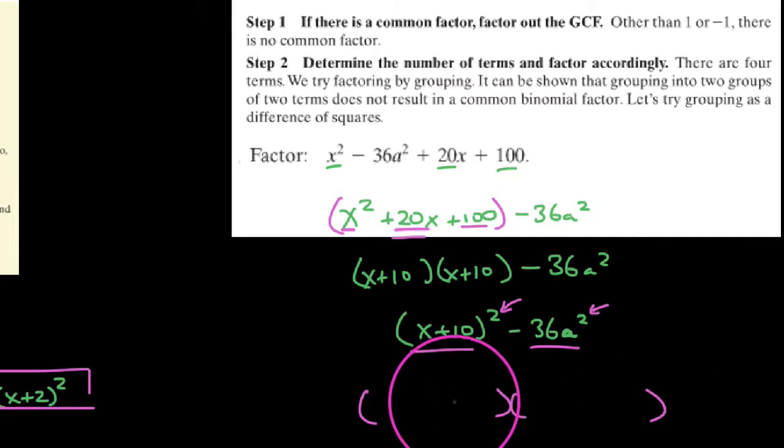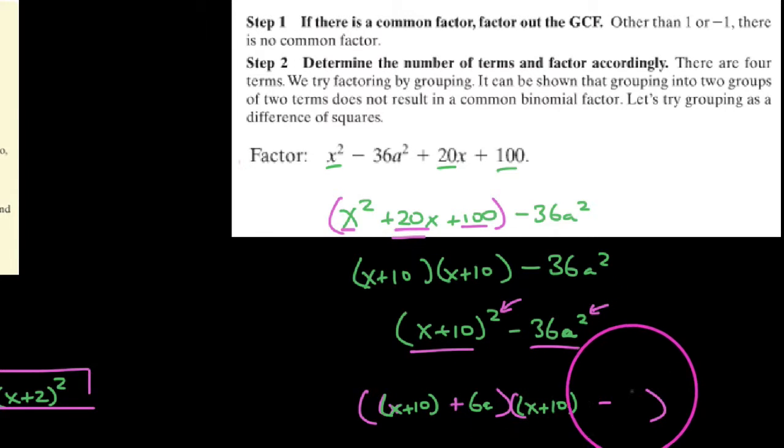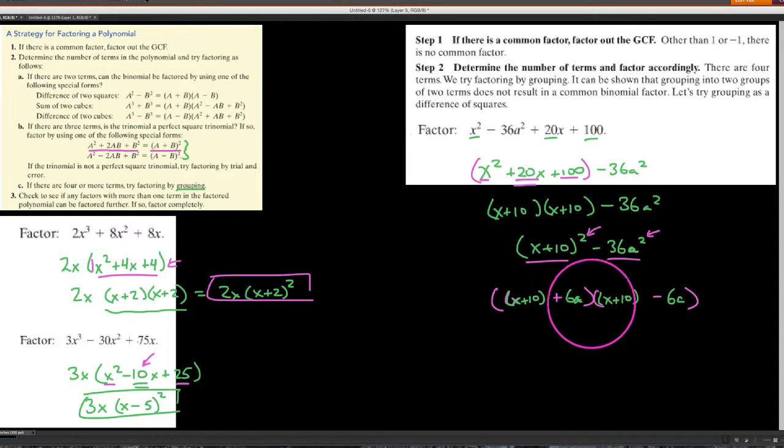And I'm actually going to spread this out a little bit more. We say plus minus. And you'll see why, because what do I square to get x plus 10 squared? Well, I square x plus 10. Let's put that in green. x plus 10 and x plus 10 gives us x plus 10 squared. And what do I square to get 36a squared? Well, I square 6a. So I get 6a and 6a. So as far as factoring this goes, this would be the completely factored expression.